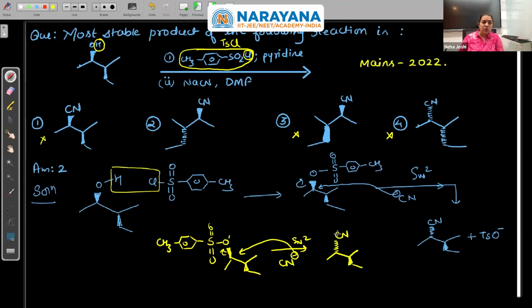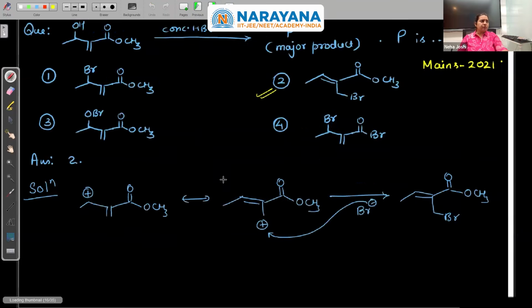Wedge dash, you can use that, or you can simply find the RS. I have taught you in isomerism that if wedge dash is given, there is a shorthand to apply for the RS. You go by that and check the RS in these four options and select the one which is matching for the RS. That is the safest way, I would say. Okay.